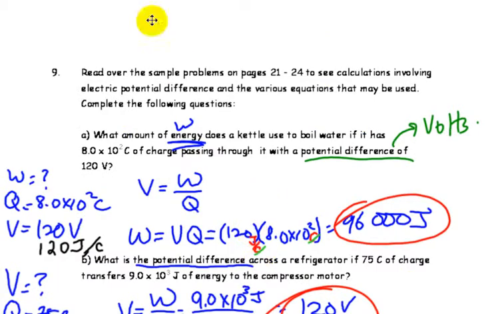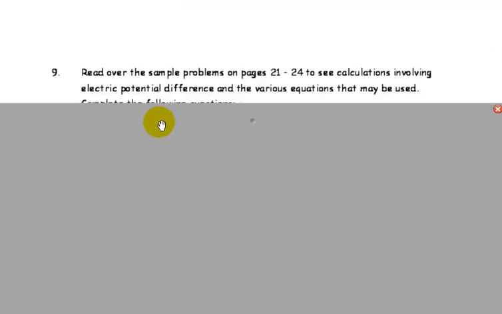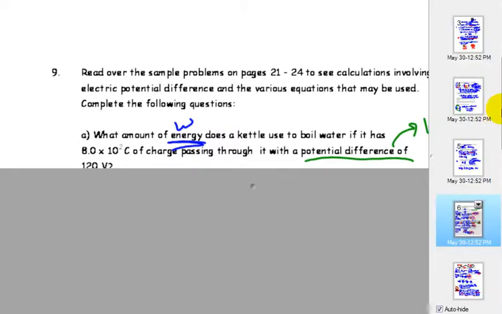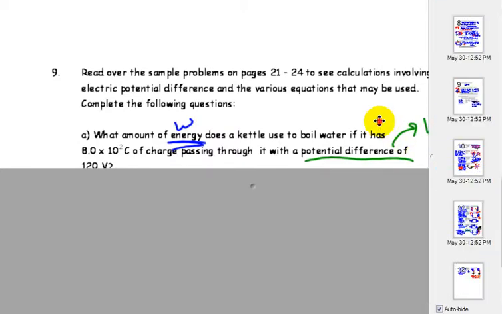So we just looked at defining what volts are, what electric potential differences. So now we'll look at a few questions involving that, and that'll be very close to take us to the end.